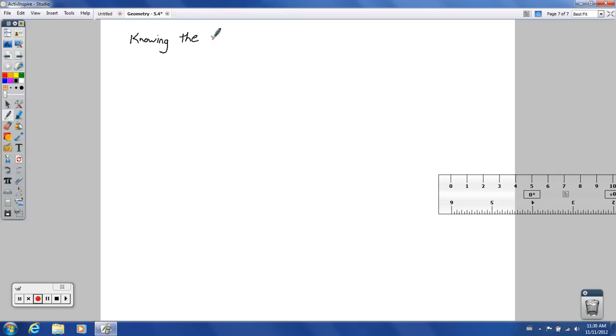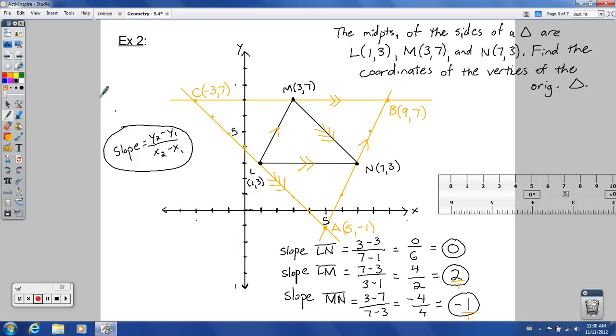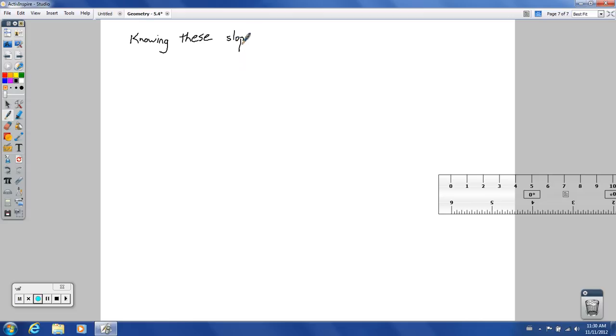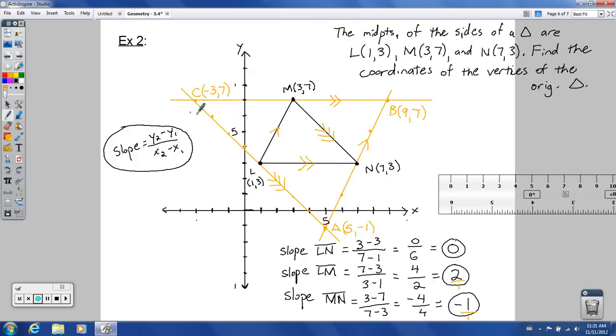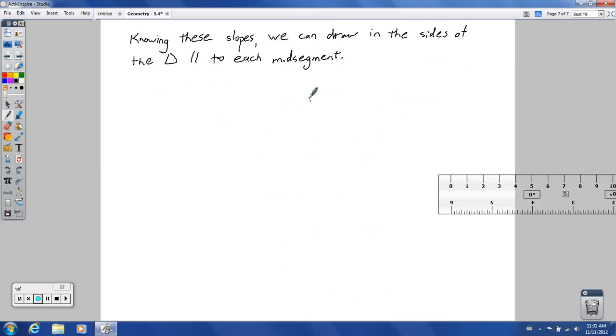Knowing these slopes, we figured out the slopes right here. Knowing these slopes, we can draw in the sides of the triangle parallel to each midsegment. That's what we did. Going back here, that's what we did. We found the slopes and we drew the lines parallel to their particular midsegments.